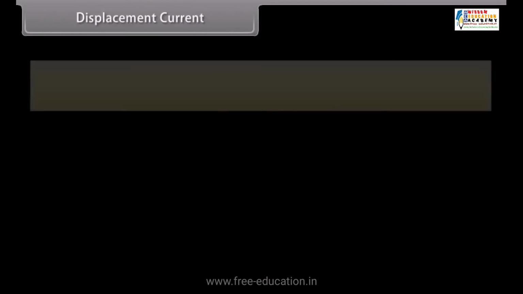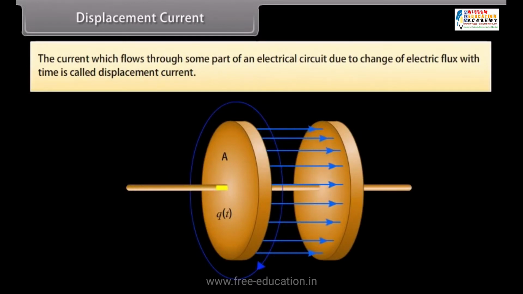Displacement current. The current which flows through some part of an electrical circuit due to change of electric flux with time is called displacement current.